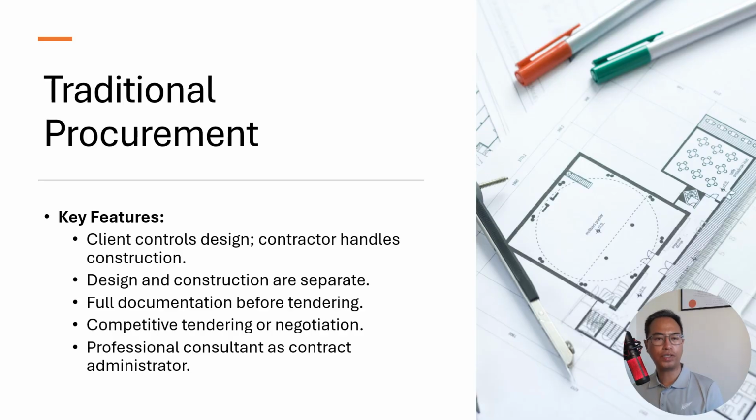Let's start with traditional procurement. This method is the most well-established approach in the industry. In this model, the client retains control over the design, while the contractor is responsible for the construction. Design and construction phases are separated, and full documentation is prepared before the project goes out to tender. Competitive tendering is typically used, and professional consultants act as the contract administrator.